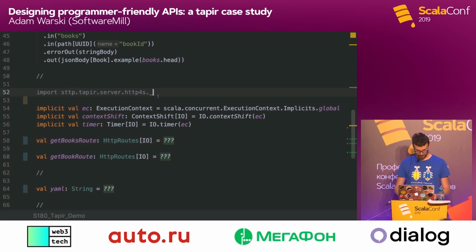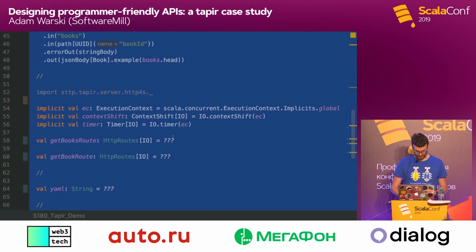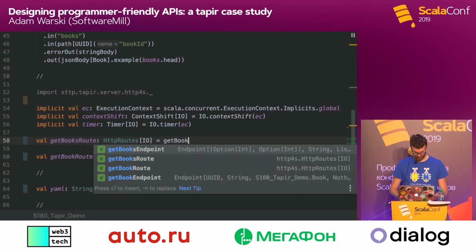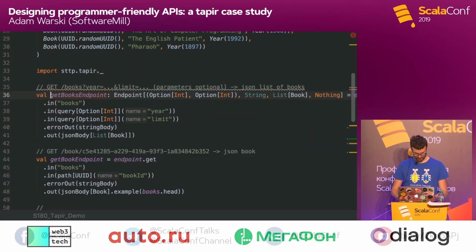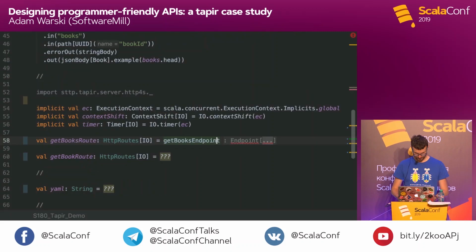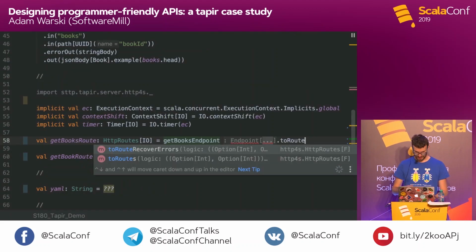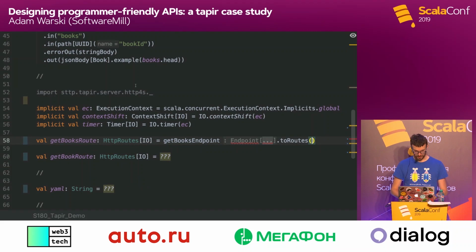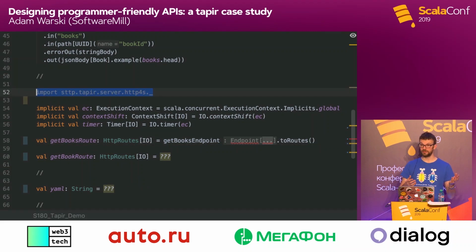So what this import does is add an extension method to our endpoint class. So we can take our getBooks endpoint. If we navigate to that, you can see that that's the description of our getBooks endpoint, and we can call the toRoutes method, which is the extension method added by our interpreter. This interpreter has a dependency on HTTP4S, of course, because it generates HTTP4S routes.